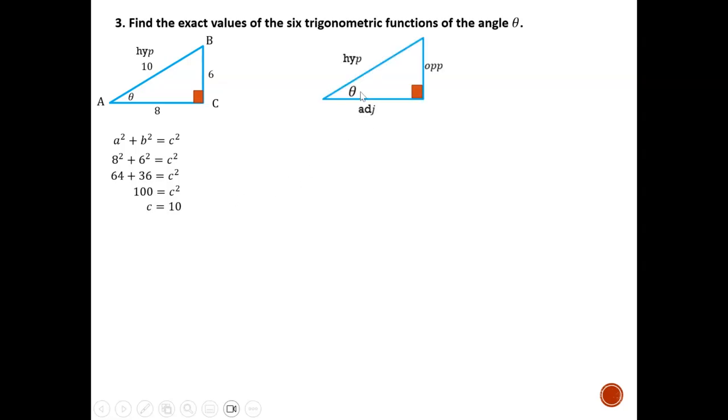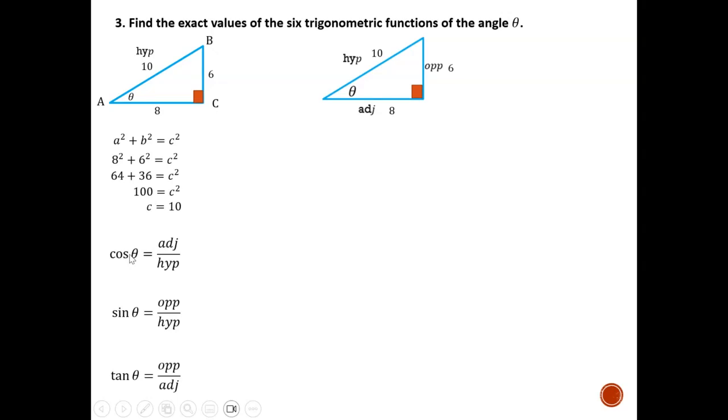Now, according to the triangle, this is the adjacent side of this angle. This is the opposite side of the given angle. And this is your hypotenuse. So there are trig functions that you have to know, right? This is 8, 6, and 10. So the cosine is equal to adjacent over hypotenuse. The sine is opposite over hypotenuse. The tangent is opposite over adjacent.